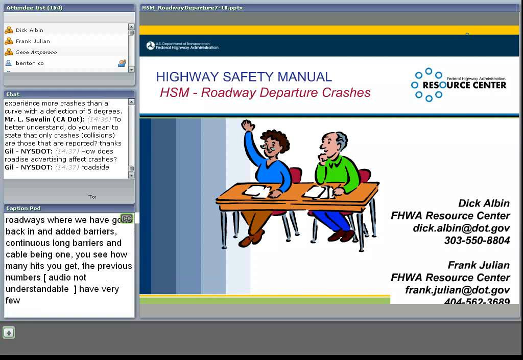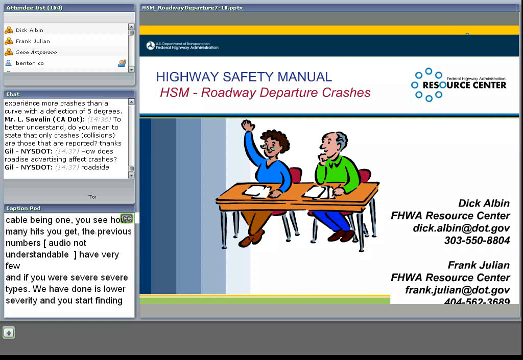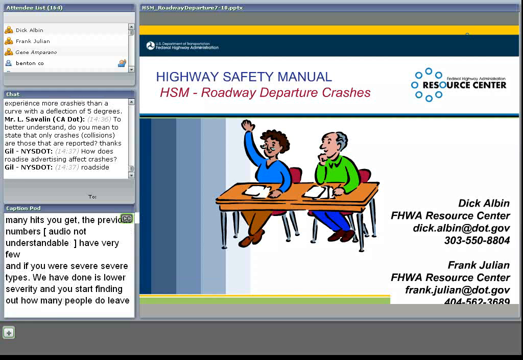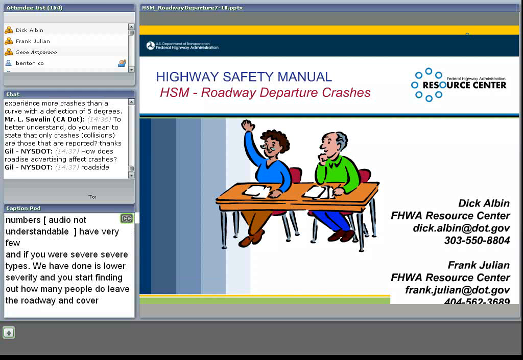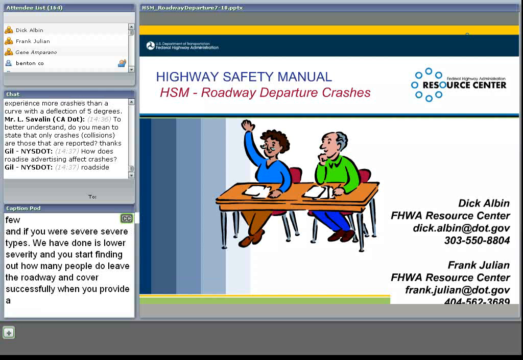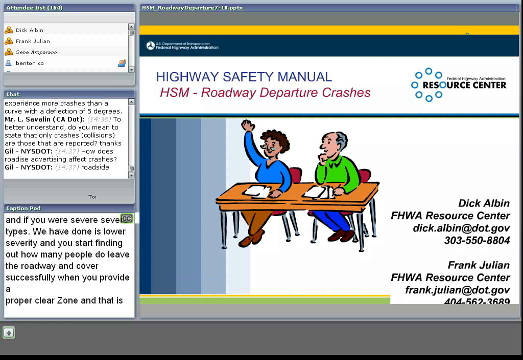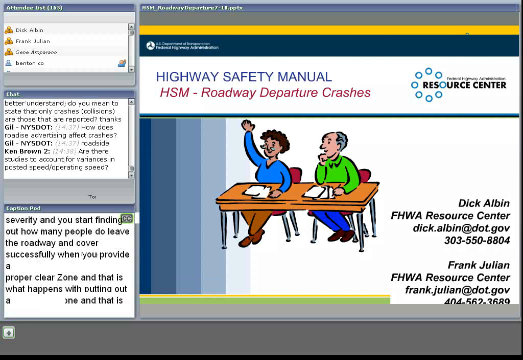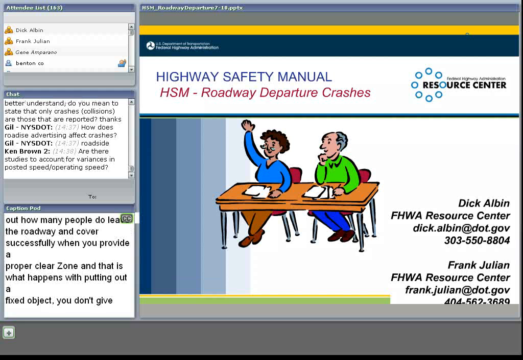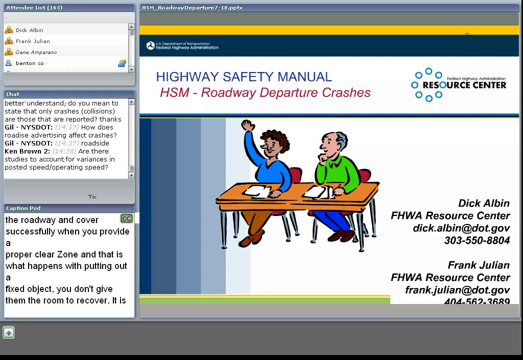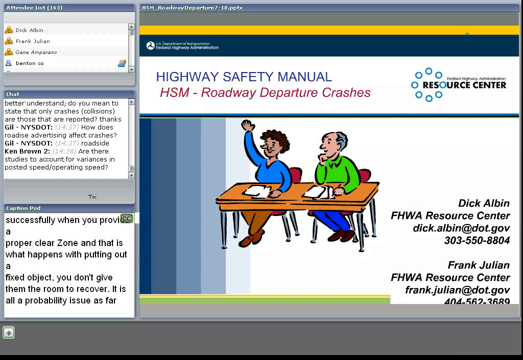So what we've done is, of course, lower severity, but you start finding out how many people do leave the roadway and recover successfully when you provide a proper clear zone. And that's what happens with putting a fixed object out there: you don't give them the room to recover. And it's all a probability issue as far as how many people will recover within a certain distance, or on certain slopes as well.